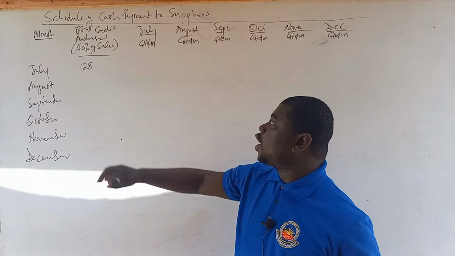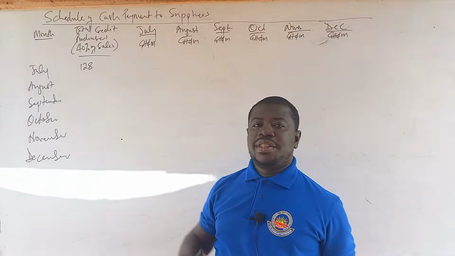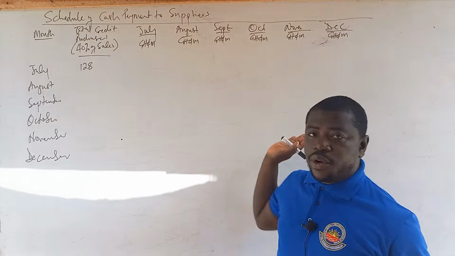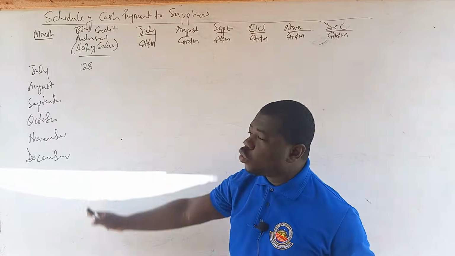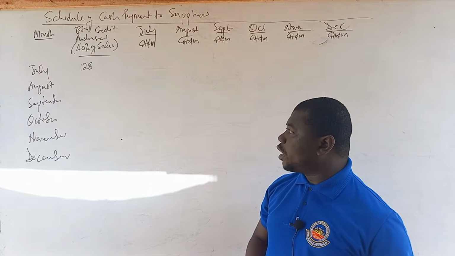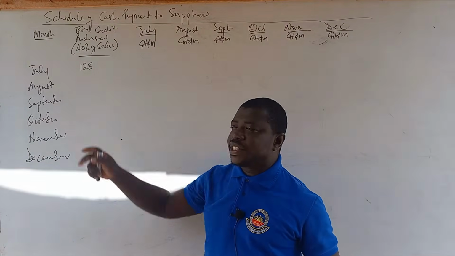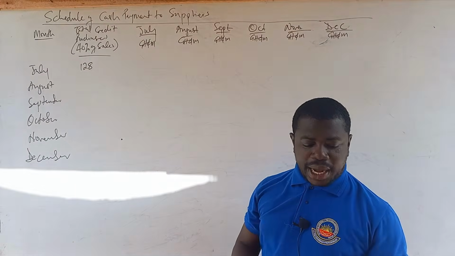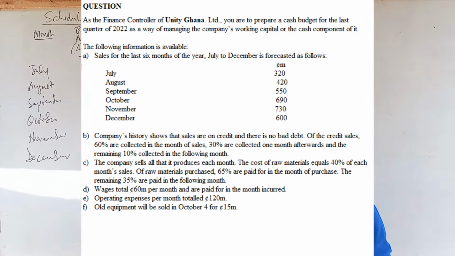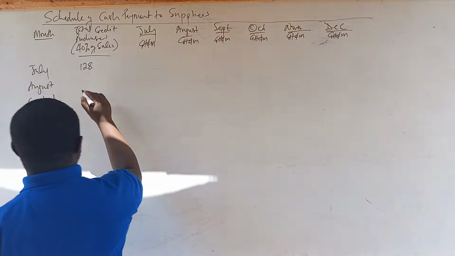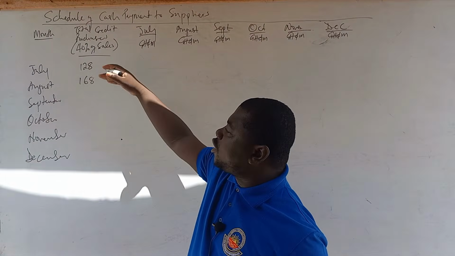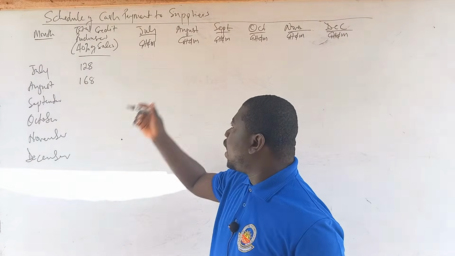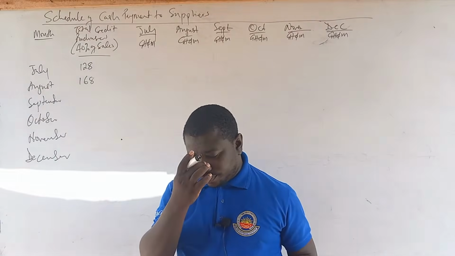How did we get this? We calculated 40% of 320. Now, you can do it somewhere as workings, okay, and then bring the figures here. But I have chosen to show that straight away to make the work easier. So that is 40% of 320. August sales was 420. So 40% of 420 gives us 168. So what we are doing is finding 40% of each of the sales figures, and then we are calling them credit purchases.